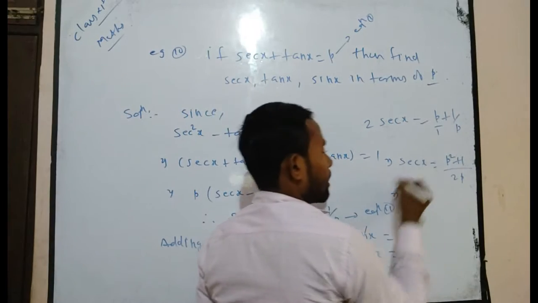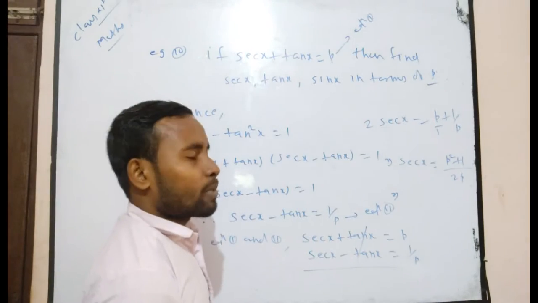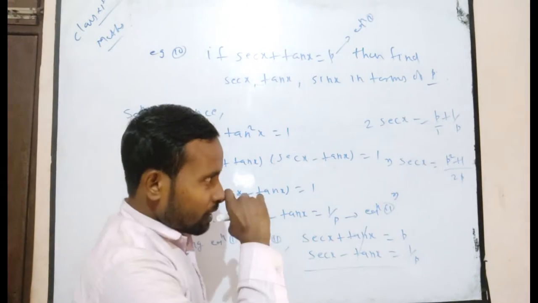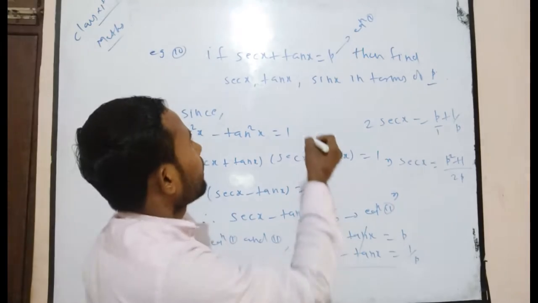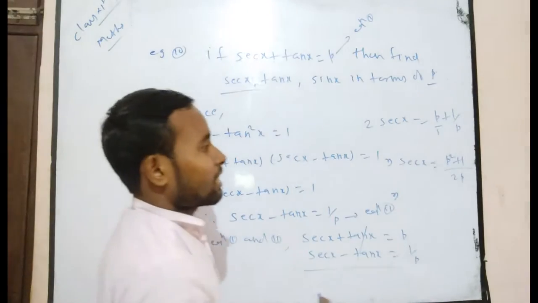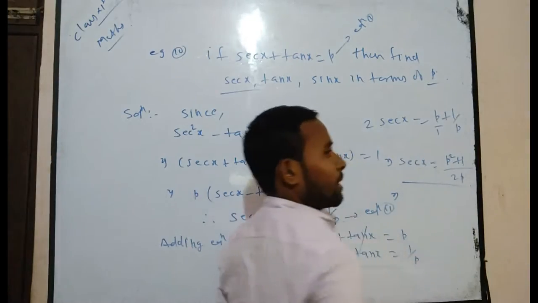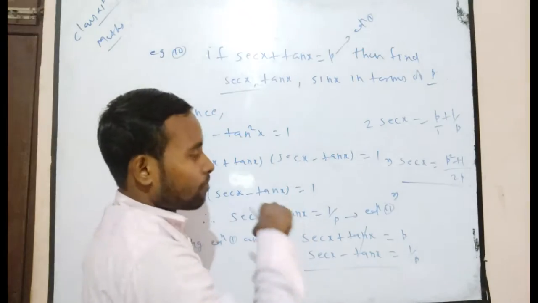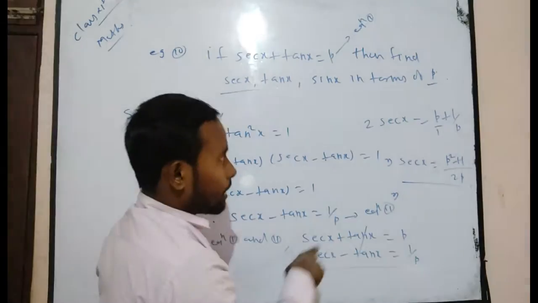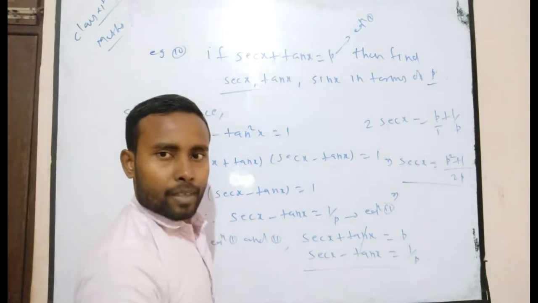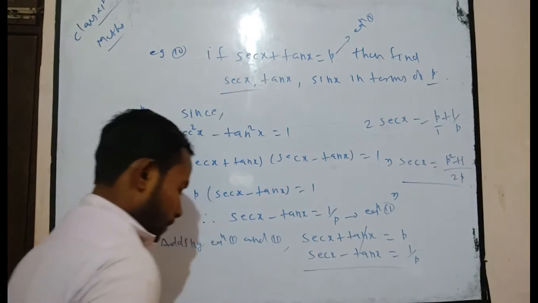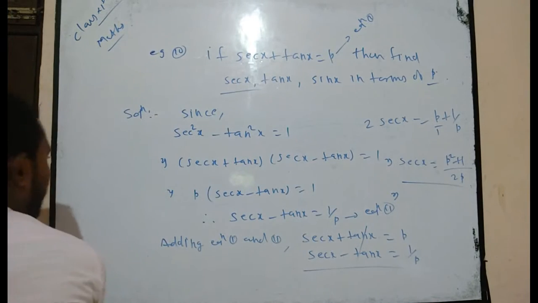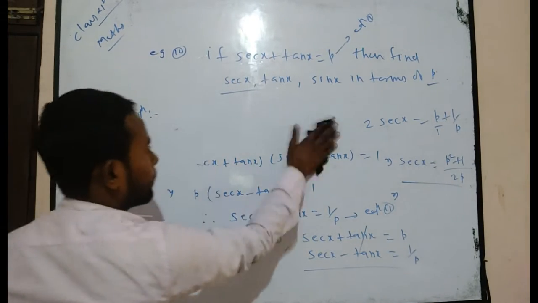Now, first of all, we have to find the value of sec x, which we have already got. Now you have to find the value of tan x also. If you subtract both equations, first of all I want to adapt this part.